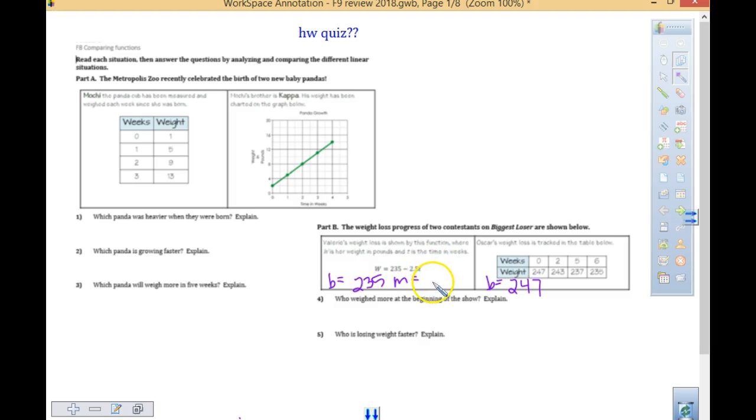If we're looking at Valerie, she's losing, what would you say, Janessa? She's losing 2.5 pounds per week. And if we look over here, we're looking at this one, Kira, what's happening to our change in weight for this person in number 8?